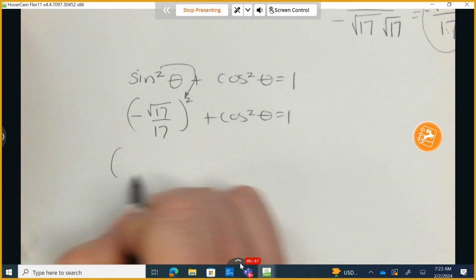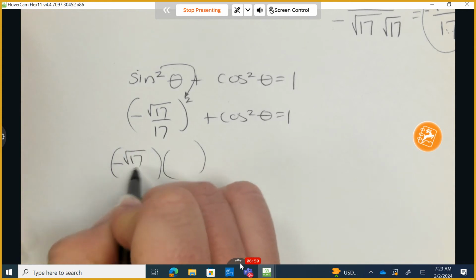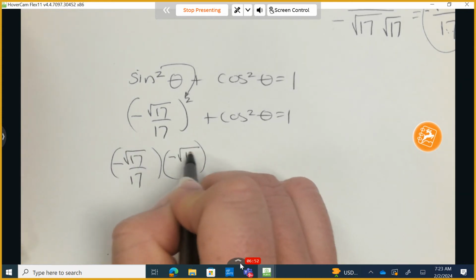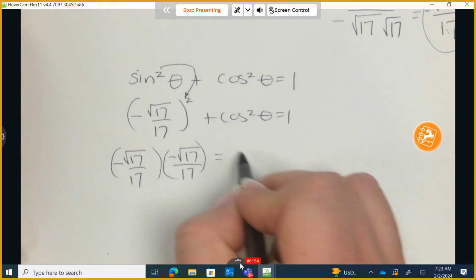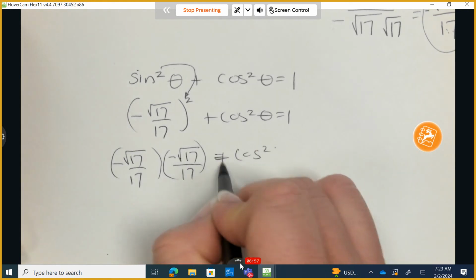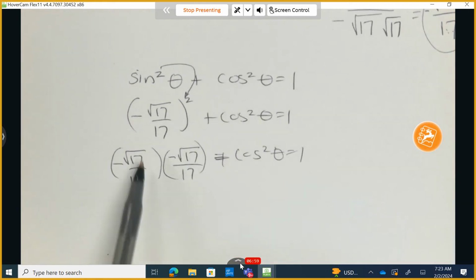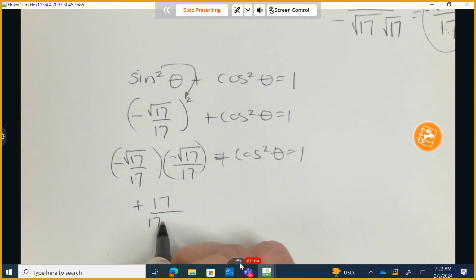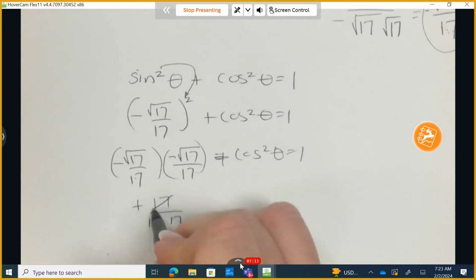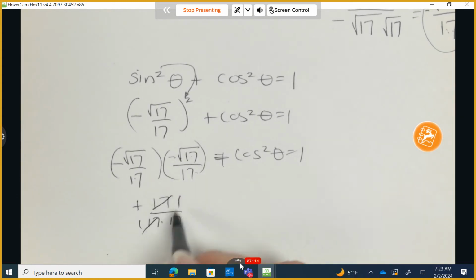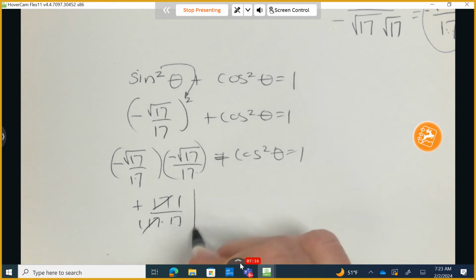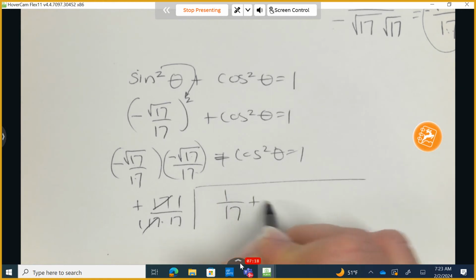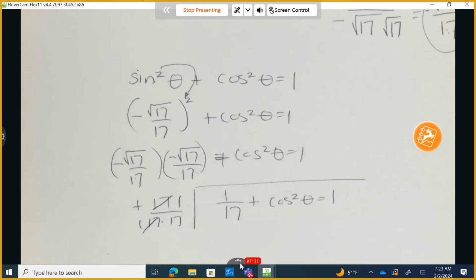I'm going to expand this by writing it down twice. Okay, a negative times a negative is a positive. Got it? And square root of 17 times square root of 17 is simply 17. And then I have 17 squared in the bottom, so 17 times 17. Well, the 17s are going to reduce down to 1, and I have 1 over 17. So if I rewrite this, I have 1 over 17 plus cosine squared theta equals 1.